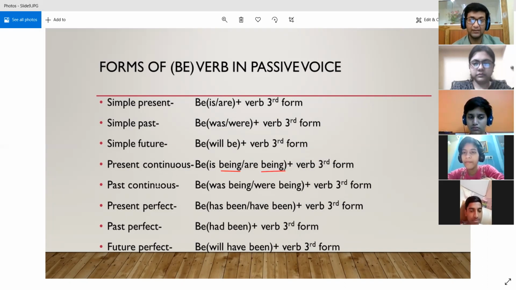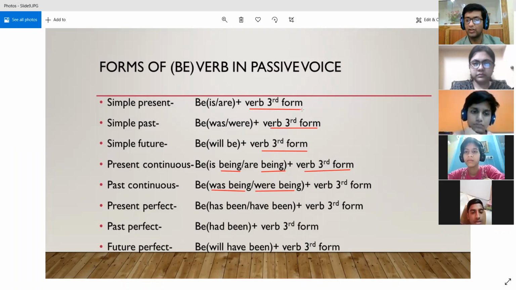And similarly, for the past continuous, we are changing into was being and were being. Plus, the third form of the verb remains constant in all the tenses. This is not going to change. This is never going to change, right? But the be verb is continuously changing from is, am, are to, in the continuous form, is being, are being. From the simple past where it was and were, in the past continuous, it is changing into was being, were being, right? And in the simple future, it is will be.